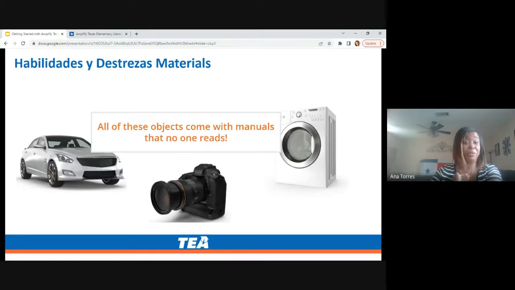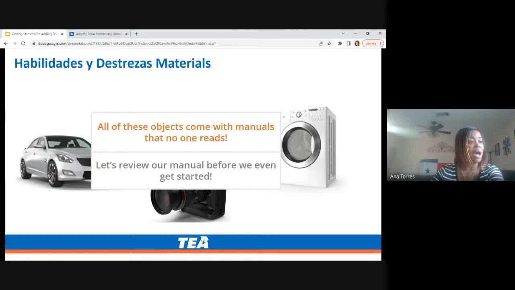I remember doing this as a teacher. I wanted to dive into my lesson and get going and get ready. Because our schedules are so busy, we want to just jump right into those lessons and plan, and we want to skip the unit and lesson introductions. However, there's so much valuable information in what we want to call our owner's manual that when we know it well, we can take our lessons from good to great. And I know everybody wants to take those lessons from good to great. So let's review our manual before we even get started.